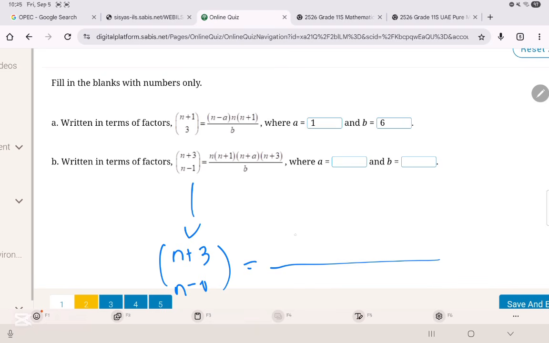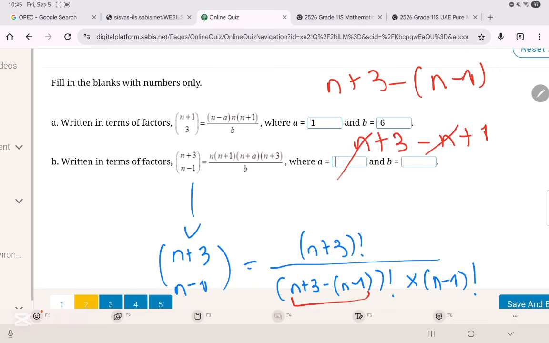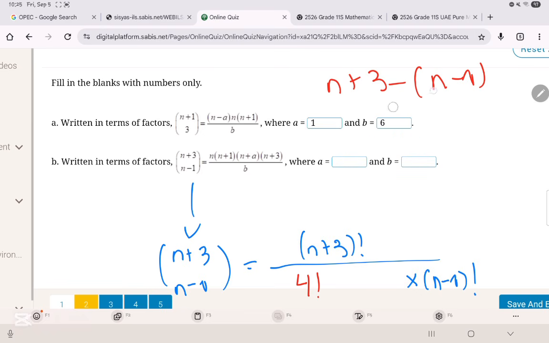We'll need to apply the rule. It's going to be n plus 3 factorial over n plus 3 minus n minus 1 factorial multiplied by n minus 1 factorial. Now, before you expand the factorials, you will need to solve these first, okay? So let's take it out for a bit. n plus 3 minus n minus 1, that is n plus 3 minus n plus 1. Minus n and n will cancel, and you will get 4. So very simply, we can replace all of this by 4 factorial. Perfect, right? Let me just erase this.